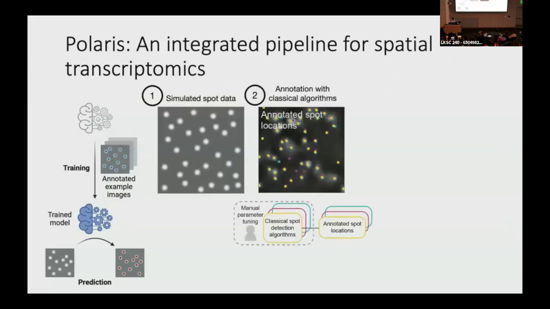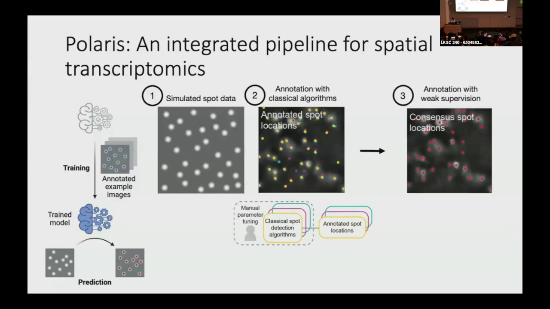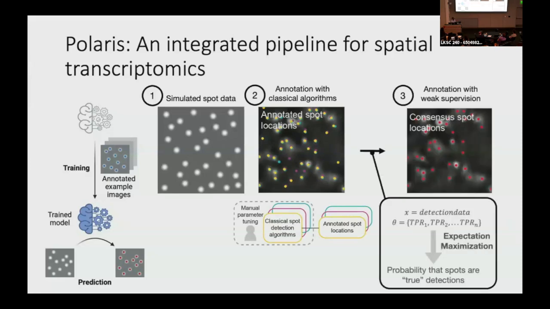And roughly the way this works is, we collect representative spot data, manually fine-tune a collection of classical spot detection algorithms, and then we do generative modeling to find consensus among these algorithms. And these consensus labels are what we train our deep learning model on. And we find that when we do that, this generative modeling effectively denoises the labels, and the resulting models are considerably more accurate.